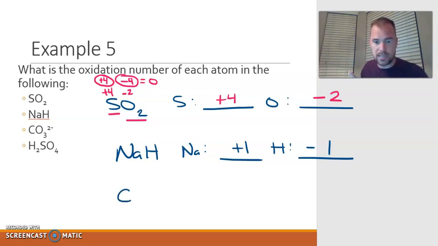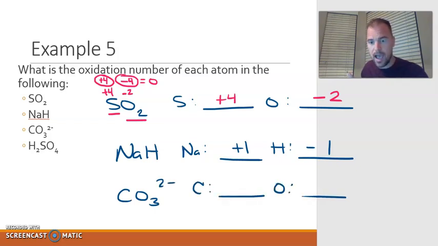Let's do one more together. Let's do CO3 2-. This time, the carbon and the oxygen have to add up, not to be 0, but it has to add up to be -2. So do I know a rule about either carbon or oxygen? I do know a rule for oxygen. Oxygen's always -2 unless it's bonded to fluorine, which it's not, or a peroxide, which it's not. So oxygen's -2 here. And like I said, oxygen is most likely always going to be -2. Just watch out for the exceptions.